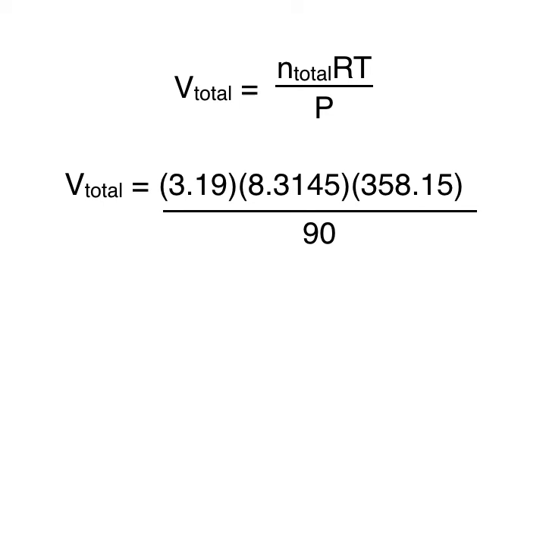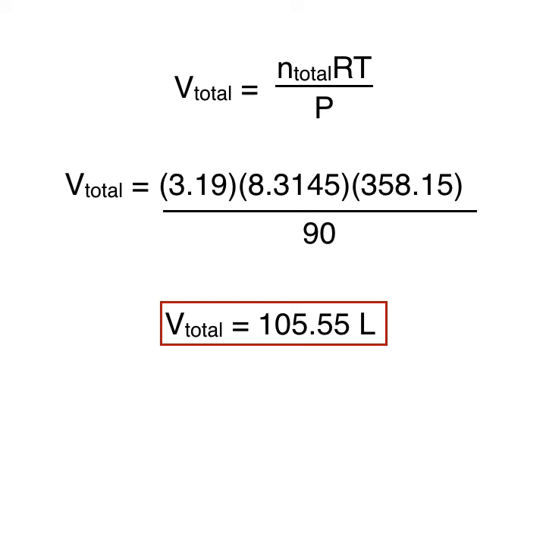Now on to our final step, determining what volume these moles of gas are equal to. To do this, we'll use the ideal gas law along with the law of partial pressure, which tells us that the total volume of a gas mixture is equal to nRT over P, where n is equal to the total number of moles of gas. We can now substitute the variables in this equation with our known information. Performing this calculation, we get a volume of 105.55 liters.